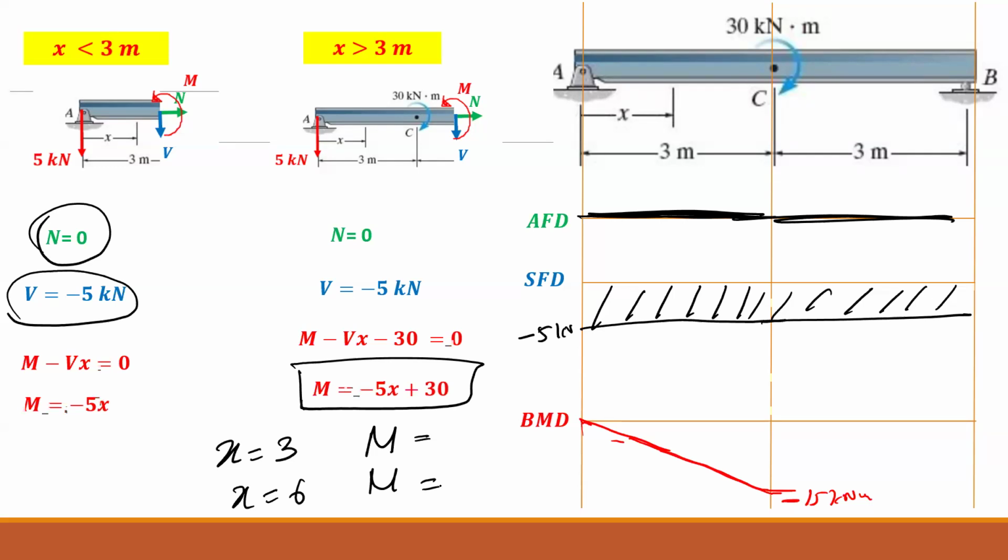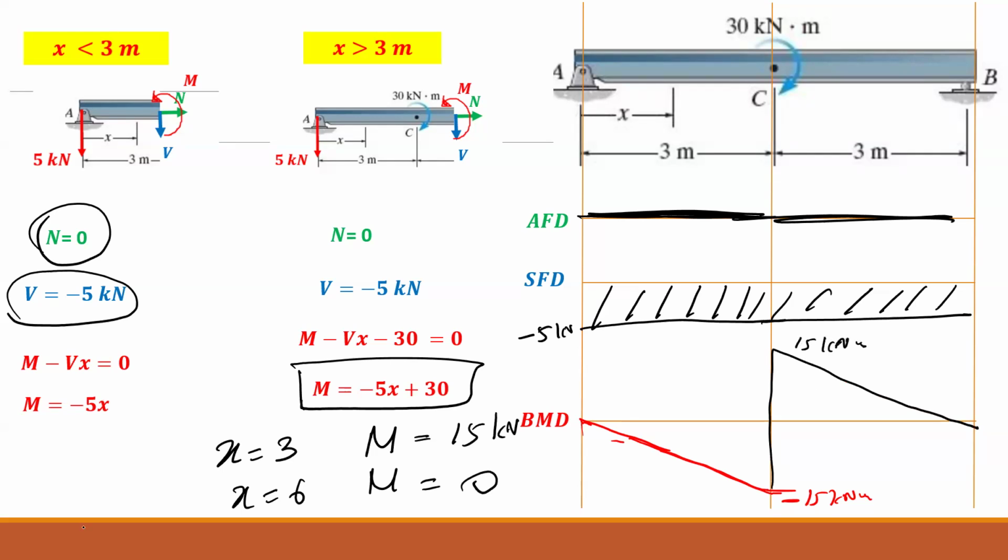So we are looking at this second M equation. M is equal to negative 5x plus 30. When you put 3 for x, you get negative 15 plus 30. It is positive 15. And when x is equal to 6, M is 0. So that will be going like this. So this is 15 kilonewton meters.